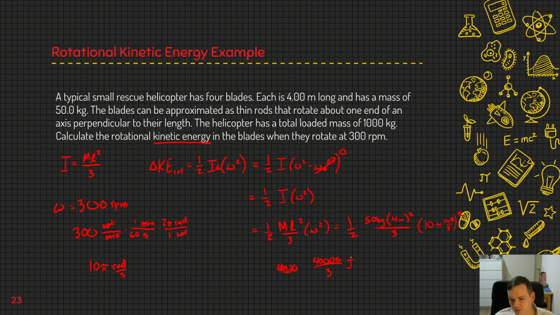But this is for one helicopter blade, because I did 1 M, 1 L, all of that. So multiply that by 4 to get the total of all 4 helicopter blades. So that's the idea here. Again, it's exactly the same as what we've done before, just using I and omega.